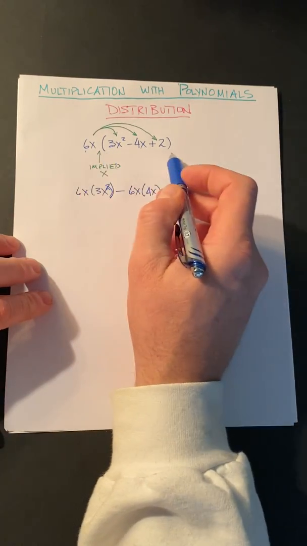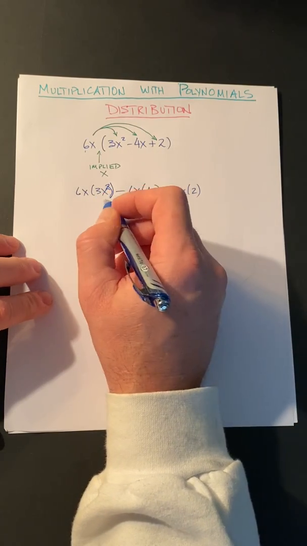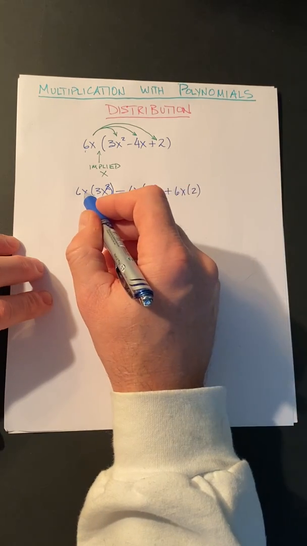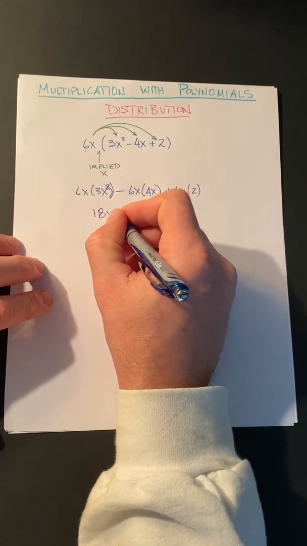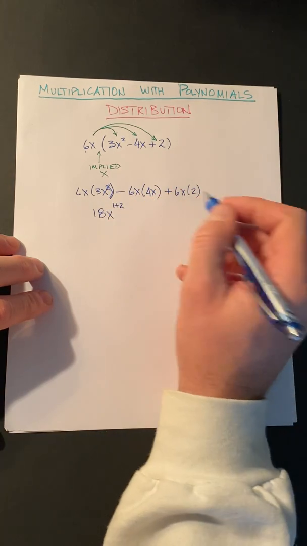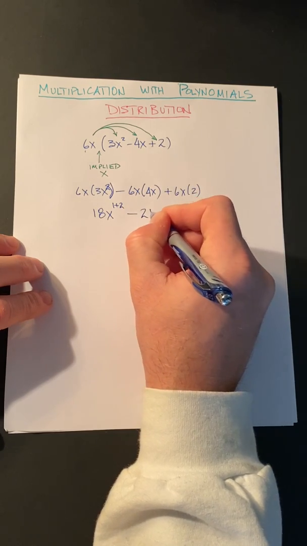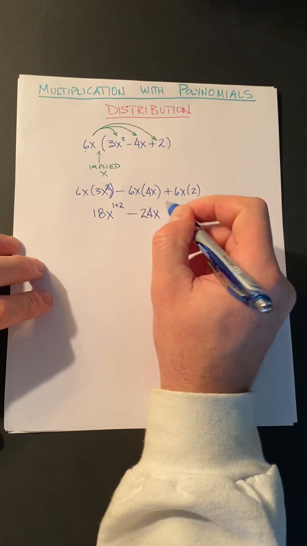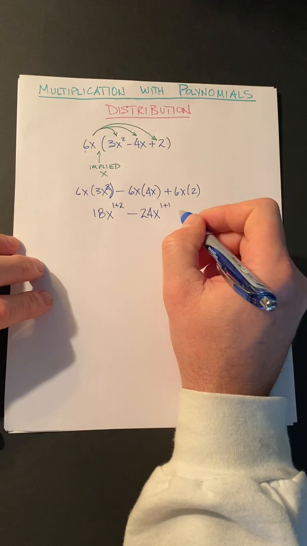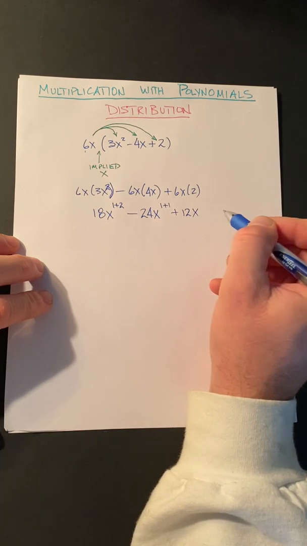Now, this distribution, this multiplication, boils down to just the simplest of things. So 6 times 3 is 18. X times x squared. Well, remember, my bases are the same, so I add the exponents. Operation. 6 times 4 is 24. My bases are the same, so I add the exponents. And then 6 times 2 is 12 times x.